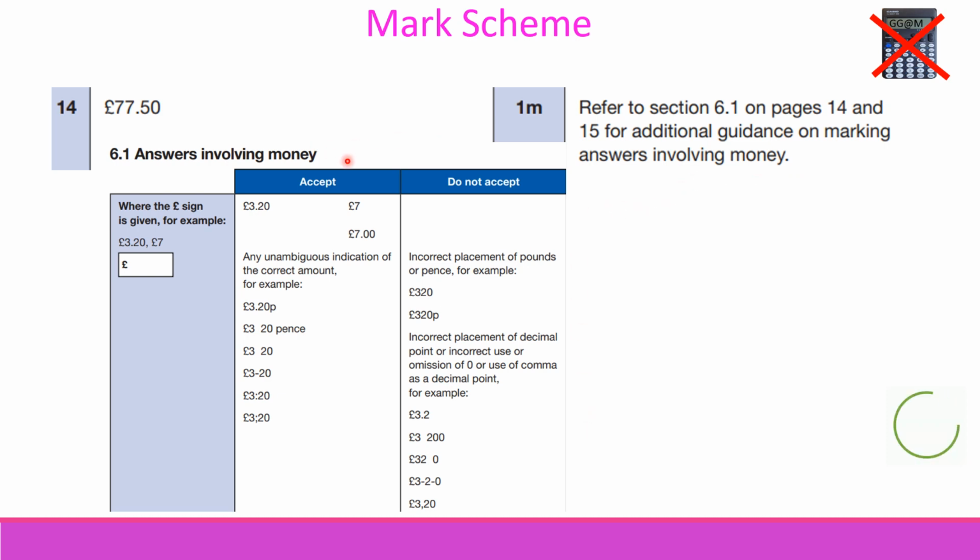It says what forms are accepted and what forms are not accepted. So because the pound sign was given in the answer box, any of these forms here will be accepted for the answer. These ones over here will not be accepted. So make sure you write your answer in an acceptable form rather than the non-accepted form. And this will give you 1 mark in the exam.